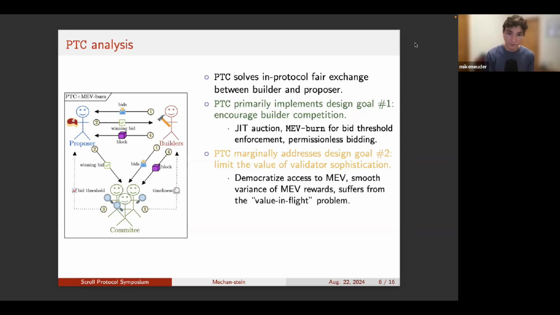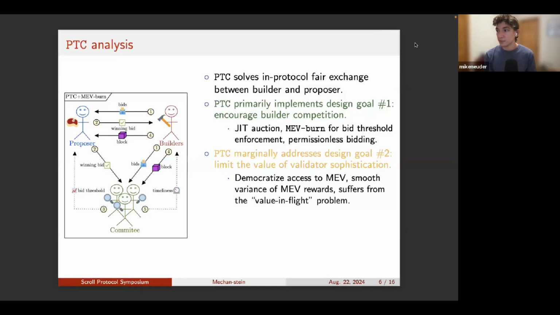However, on the against-validator-sophistication side of things, we have this value in flight problem. This is a term that Barnaby coined that I really like, which is basically the auction is taking place while the price of the object is changing. So during the slot itself, the initial bid might be 0.1 ETH, and if something crazy happens on Binance, by the end of the slot, 12 seconds later, the block might be worth 10 ETH.